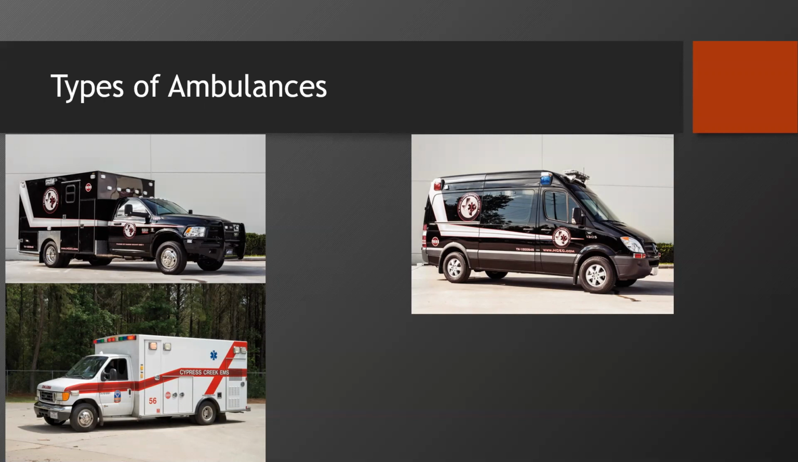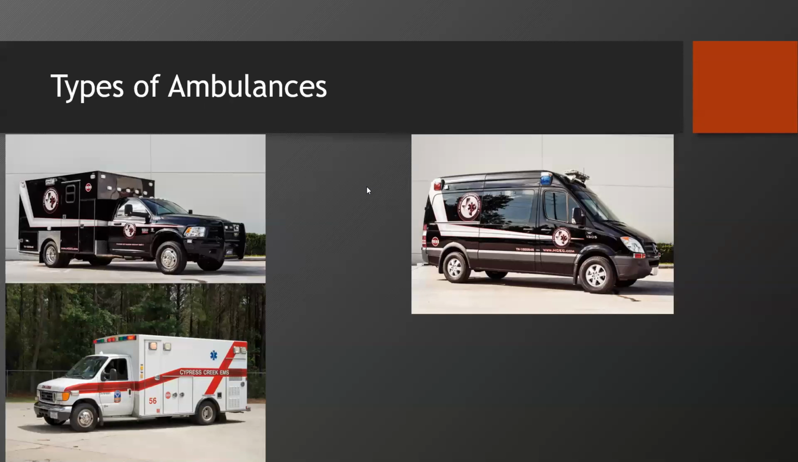Okay. So on the top left, we have our type 1 ambulance, which basically can be described as a truck chassis. The truck with a blank chassis on the back, and they shove a box onto the back of the chassis. There's no doorway in between the cab in the front and in the back. Okay.